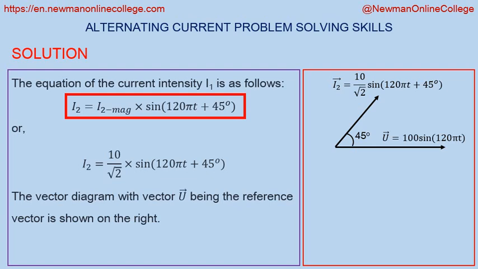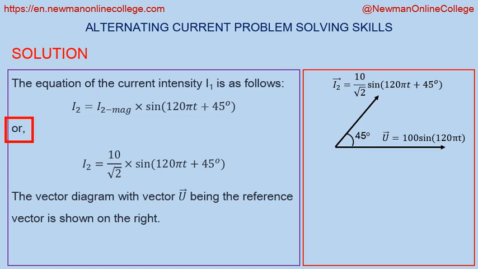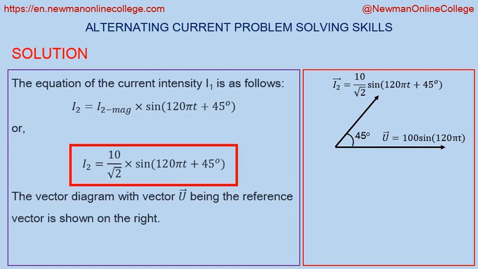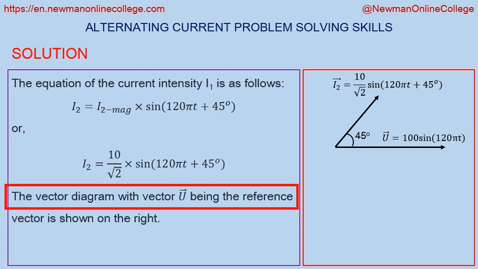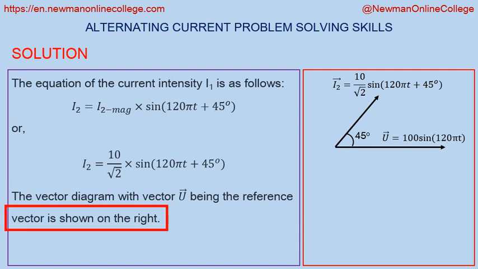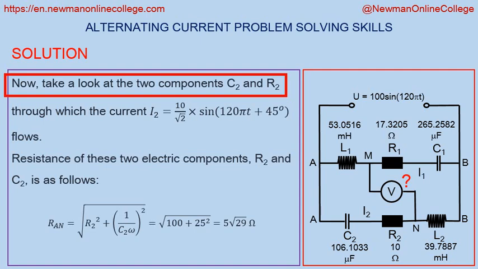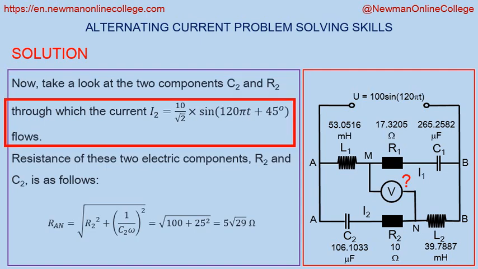I sub 2 equals I sub 2 magnitude times sine of 120 pi t plus 45 degree, or I sub 2 equals 10 over square root of 2 times sine of 120 pi t plus 45. The vector diagram with vector U, being the reference vector, is shown on the right. Now, take a look at the two components, C sub 2 and R sub 2, through which the current I sub 2 equals 10 over square root of 2 times sine of 120 pi t plus 45 degree flows.